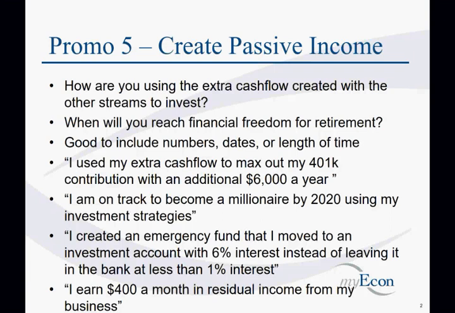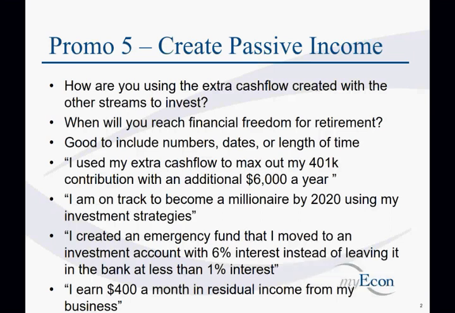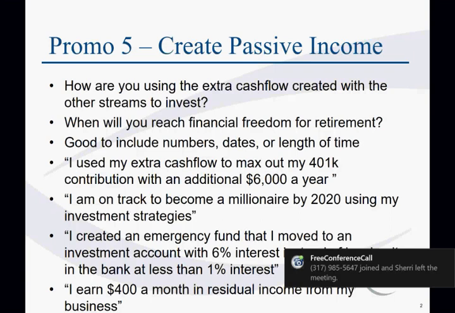I used my extra cash flow to max out my 401k contribution with an additional $6,000 a year. So prior to me joining myEcon, I was just contributing enough to get the company match. But I realized I was doing myself a huge disservice by not maxing out my 401k, which is the 18%. And so by creating that additional cash flow, by cutting my taxes, I promptly went in and increased my 401k contribution to get the full max each year.